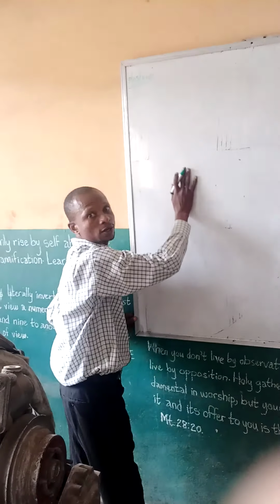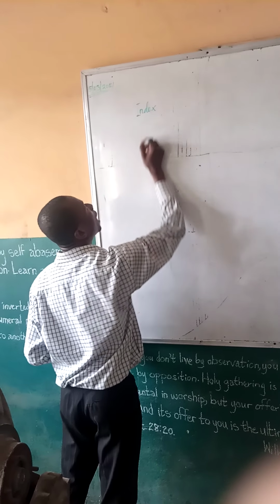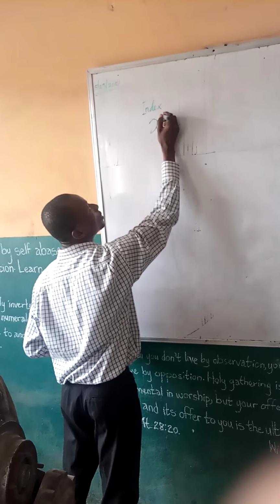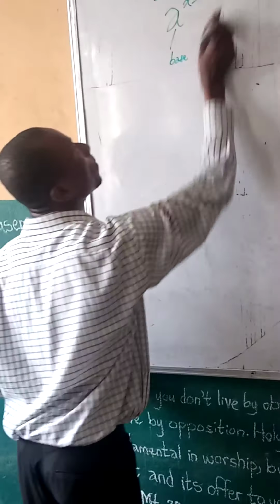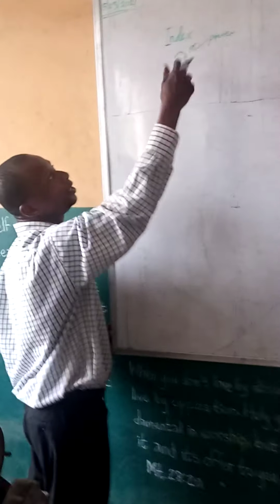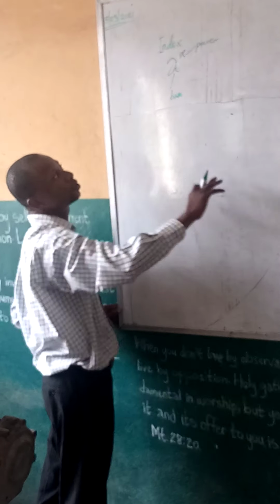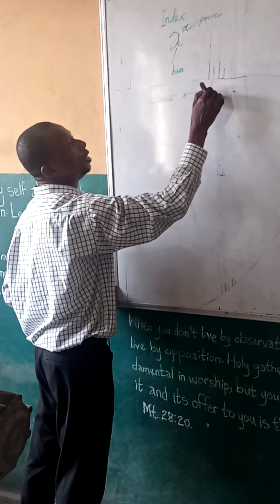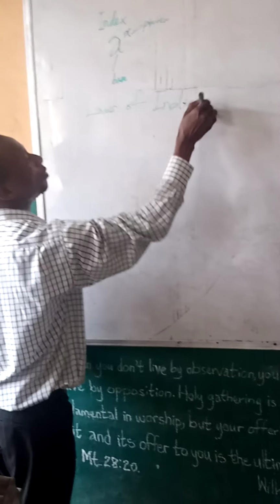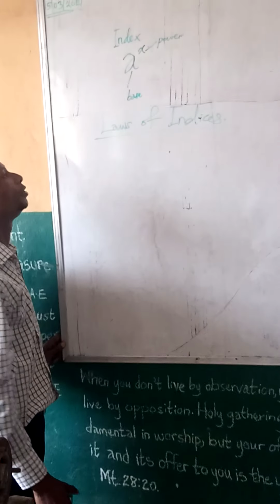The word indices comes from the word index. An index has to do with a base and a power. This is the base, this is the power. When two or more indices are combined, it's referred to as indices. And that is what brought about the laws of indices as a particular topic in mathematics related to engineering.